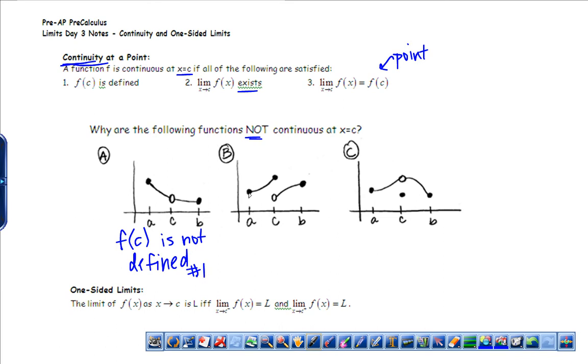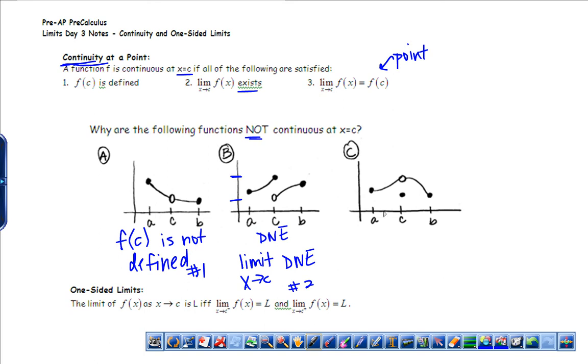On B, as we approach c from the left side, we're coming to this point. As we approach c from the right side, we're approaching this point. We're approaching two different points, so the limit does not exist. I would say the limit as x approaches c does not exist, and this would be number 2.